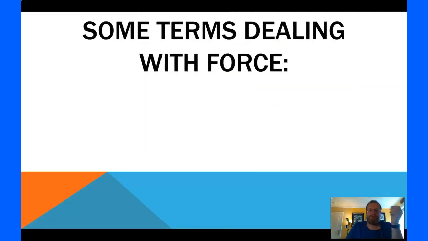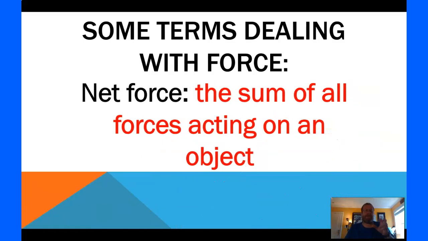I'm going to add a couple terms. First term I'm going to add is net force. The sum of all forces acting on an object. Pause now for you to write that down, then start it back up again. Net force is not some sort of internet police force. No. There's a definition. You've already written it down.